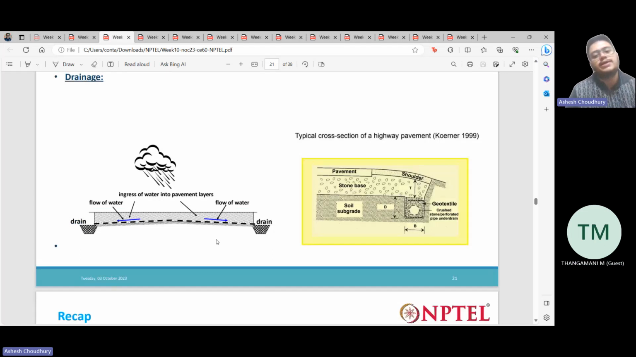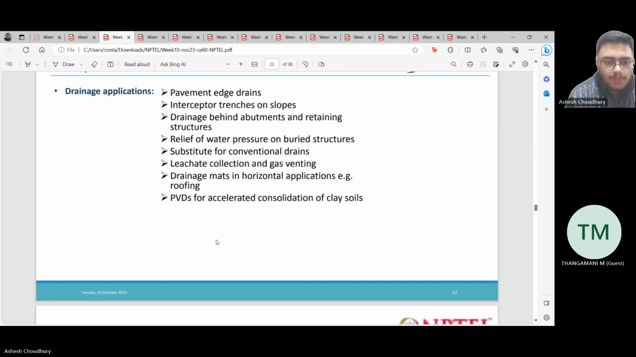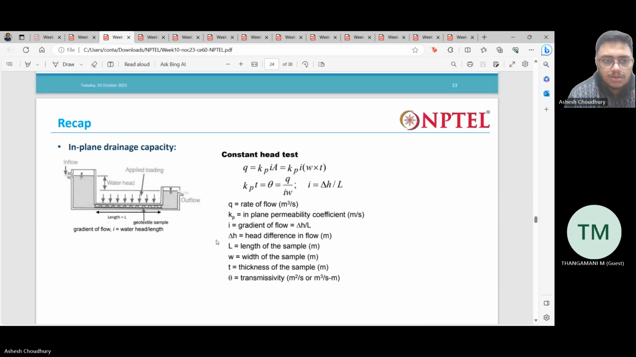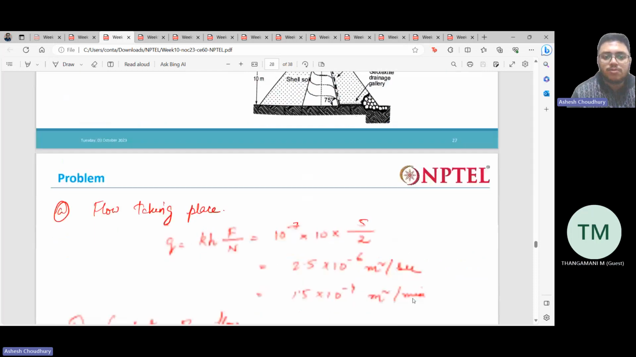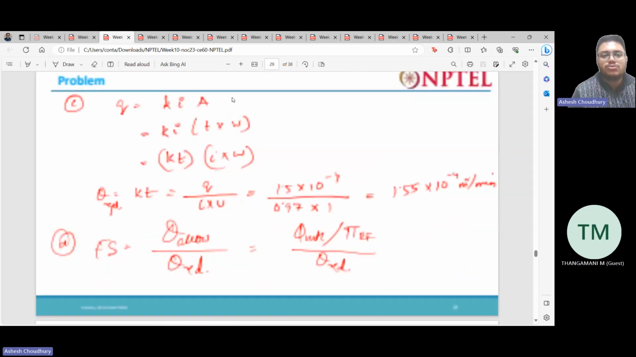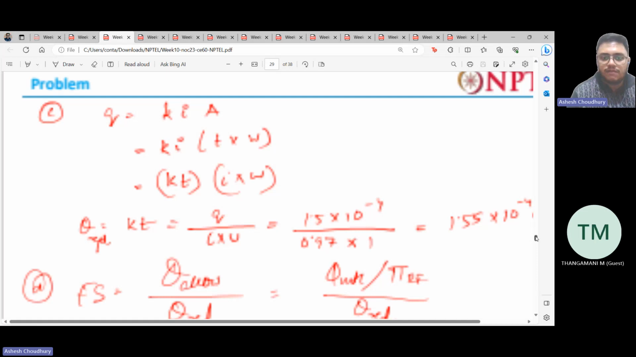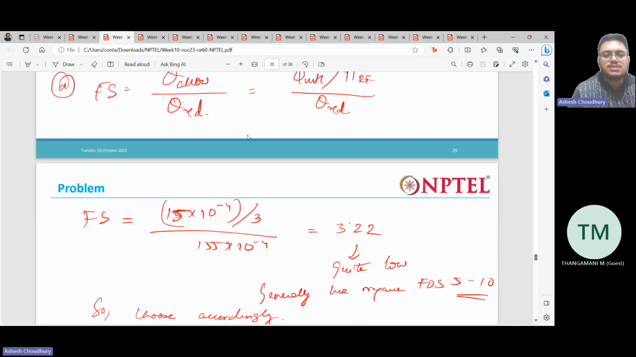Then we have drainage, which is the in-plane flow of water. So we provide a geotextile or geonet or geocomposite to allow water to easily drain out from the soil. You can see here this theta is nothing but the transmissivity. It is determined for any geosynthetic using the considered test. And we solved some basic problems regarding drainage also. We saw how to determine the factor of safety and all these things.